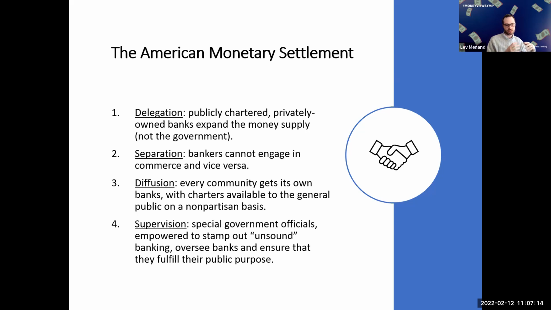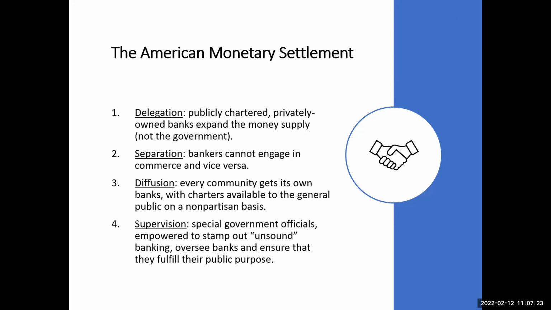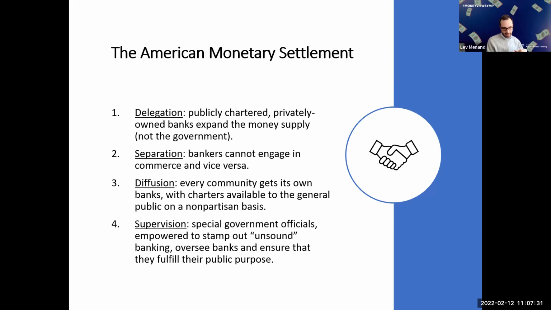Another key feature is diffusion. The US has an unusually diffuse system. Banks were not permitted to branch or operate in multiple states. This is not about economics. This was not efficient. This was very inefficient. It was about politics. It was about legitimating an outsourcing scheme for money.